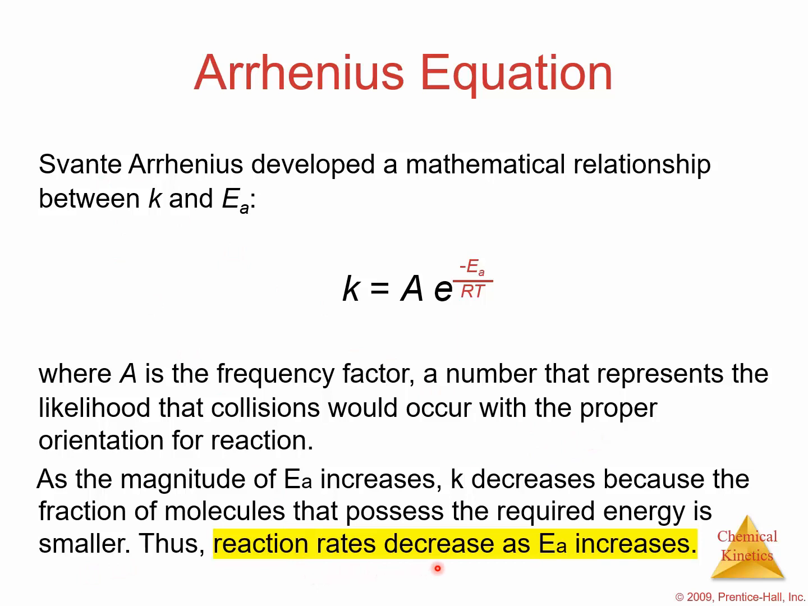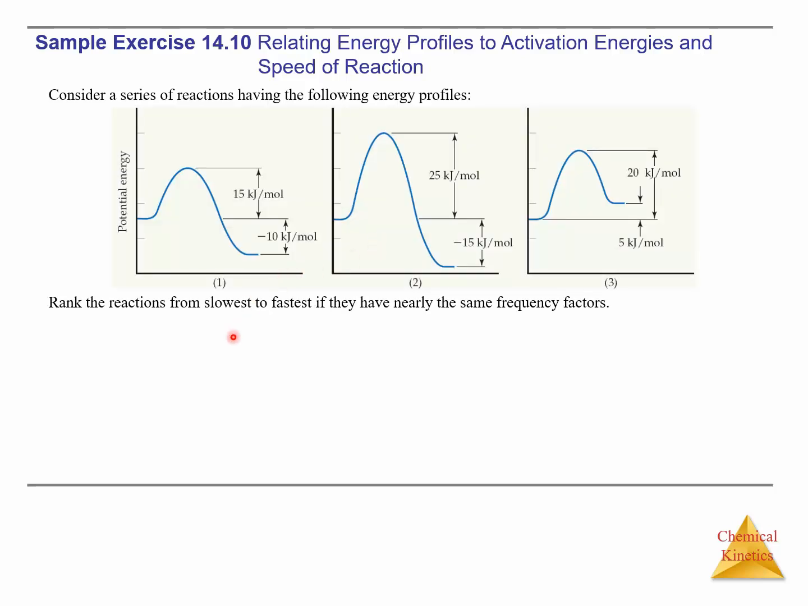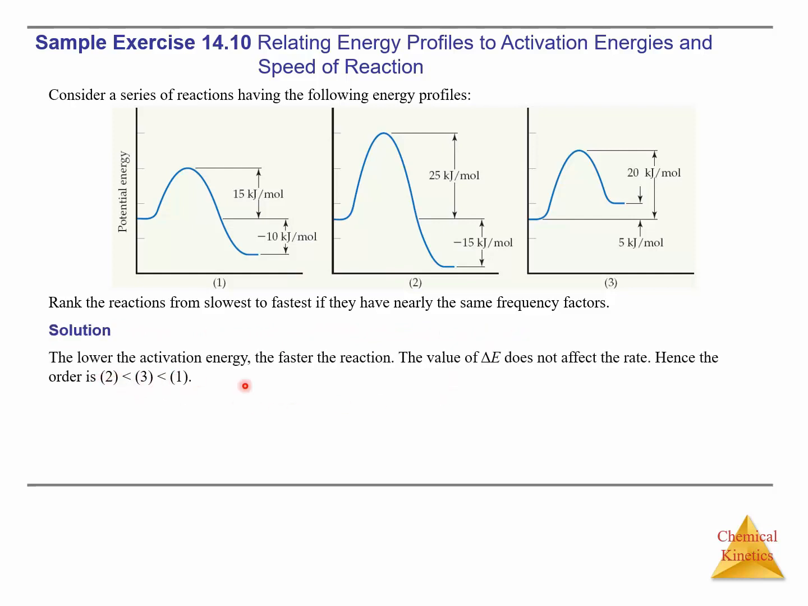Thus, reaction rates decrease as activation energy increases. Now let's see this sample exercise relating energy profiles to activation energies and speed of reaction. Consider a series of reactions having the following energy profile. Now rank the reactions from slowest to fastest if they have nearly the same frequency factors. So the lower the activation energy, the faster the reaction.